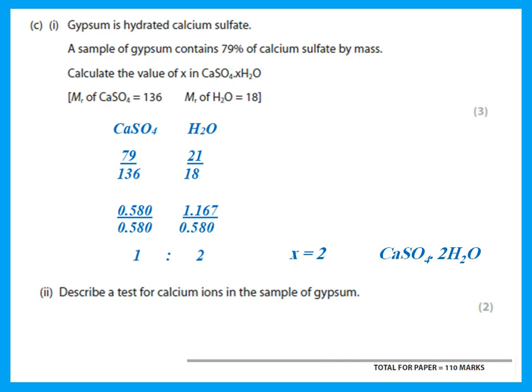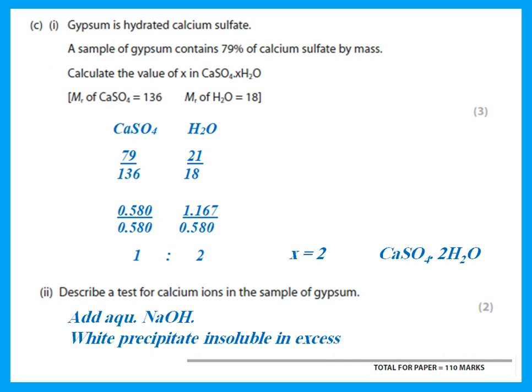Describe a test for calcium ions. What was the test for calcium ions that we have? Add aqueous sodium hydroxide. It gives a white precipitate insoluble in excess.